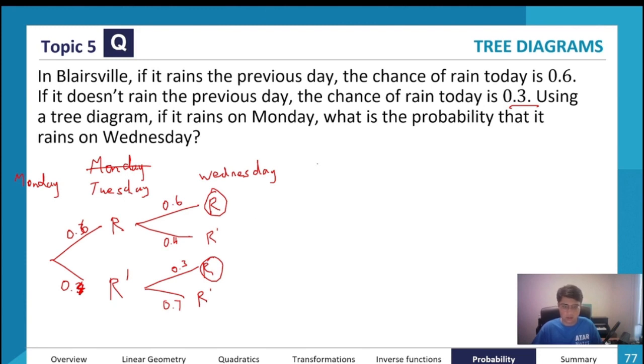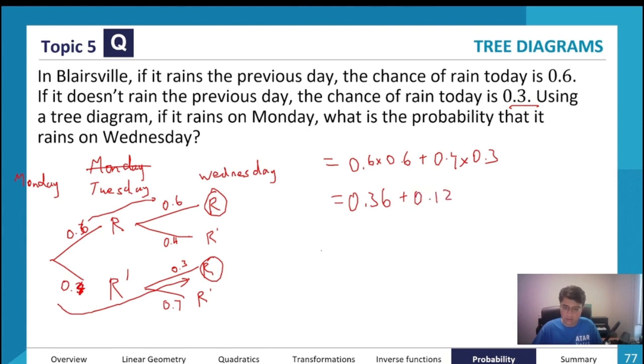Since there's that or word, we want to add these two probabilities. So if it rains on Wednesday, we're looking for 0.6 times 0.6, going along this branch of the tree diagram. And then we're looking at the alternative outcome. It doesn't rain on Tuesday, but it still rains on Wednesday. So that's going to be multiplying along this branch here, 0.4 times 0.3. So this is going to be 0.36, and this is going to be 0.12. This is going to be 0.48. That's our answer. Okay, cool.